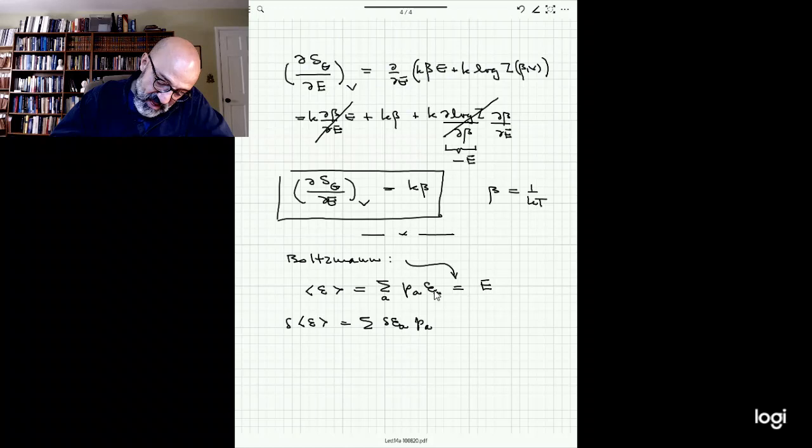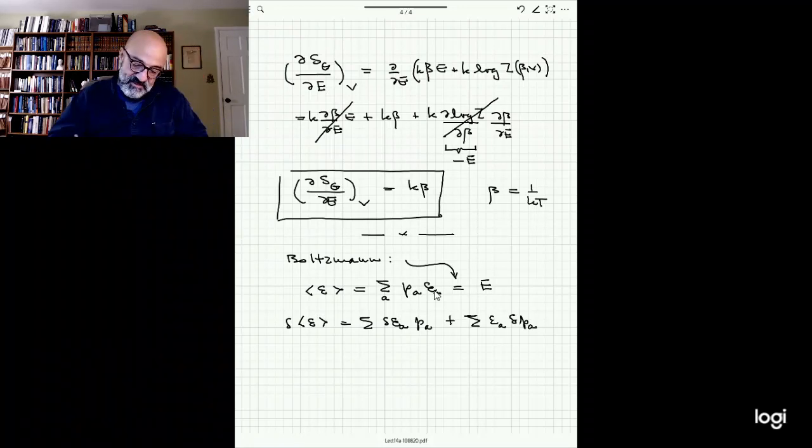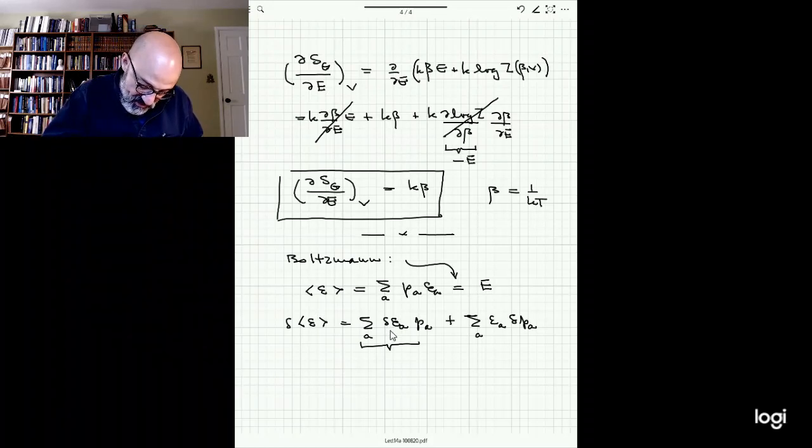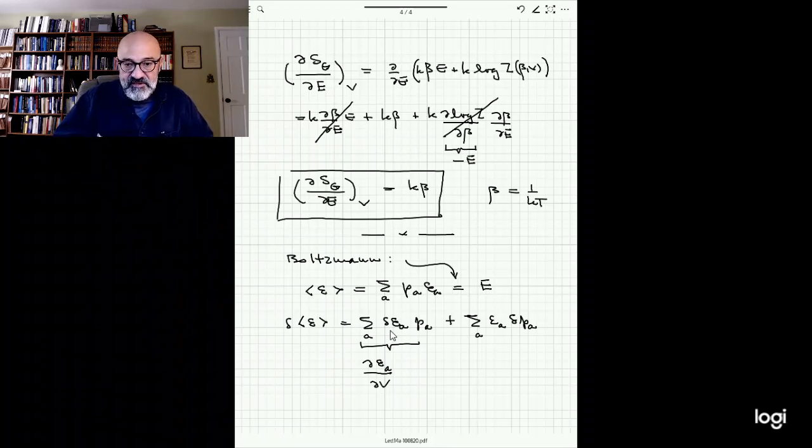P_A. And plus the small change in the probabilities. Now, what is this guy here? Well, the way to change the energy of the microstates is to change the external parameters. And in this particular case, it means you do the change of the energy of the microstates by changing the external parameter that here we called volume.